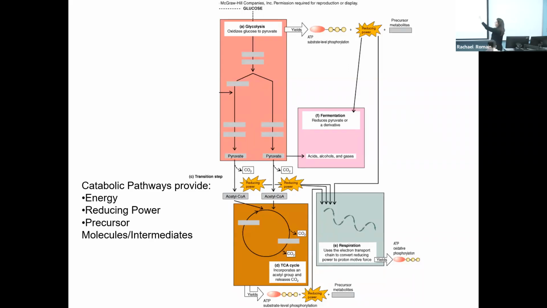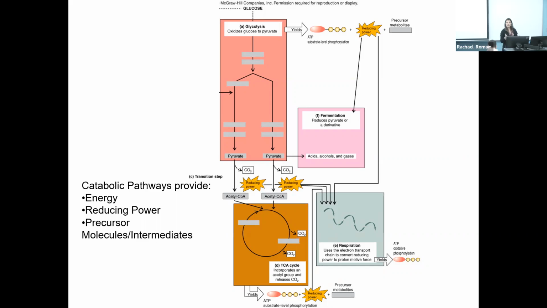These are all catabolic processes. We're starting with glucose and we're breaking it down. The goal of breaking it down is to provide energy, make some direct ATP, and make this reducing power that goes on to make more ATP. We also make extra precursor metabolites and intermediates. You see some of those up at the top. You can see some of those down here.